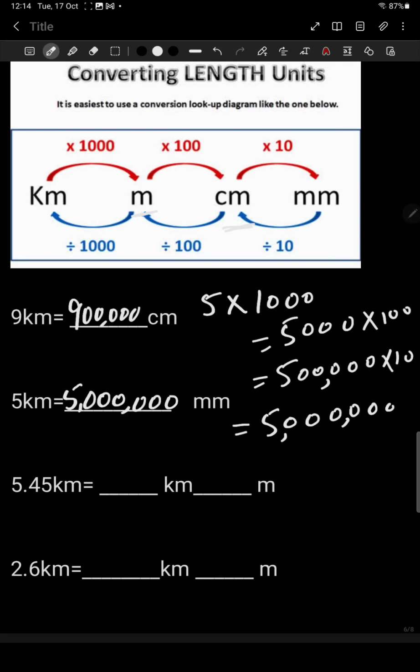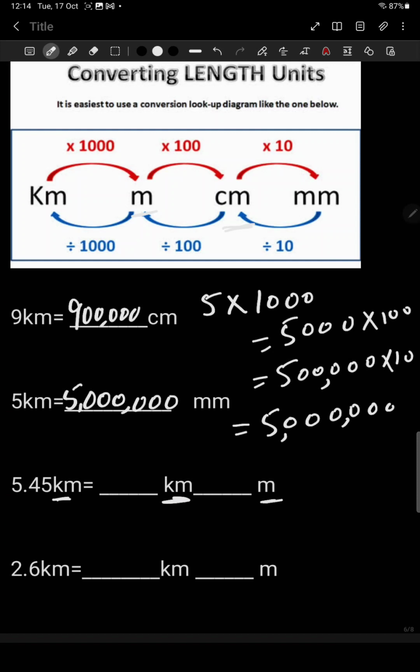And this way we can do. Now the next question, very carefully again. 5.45 kilometer we are converting into kilometer and meter. So now we are going into two units. The given is 5.45 kilometer and we are going back into kilometer and meter.